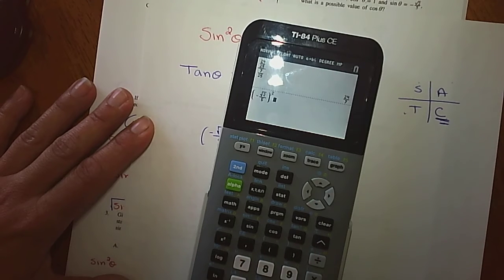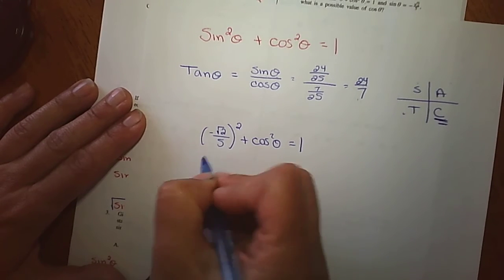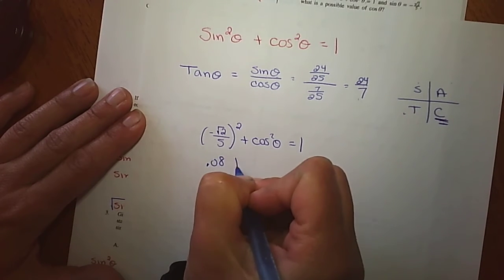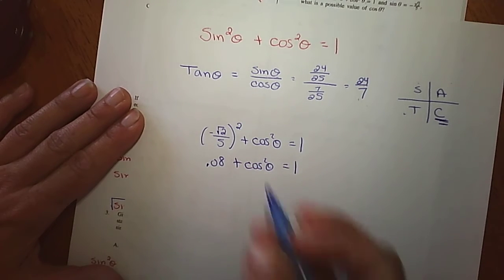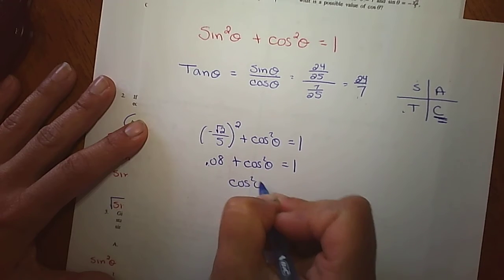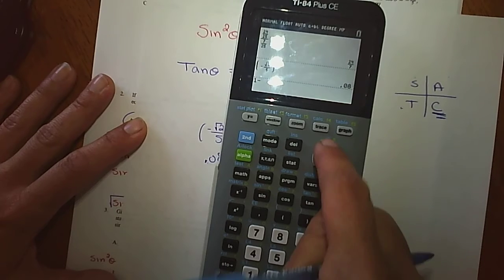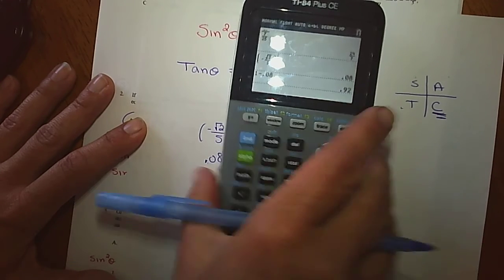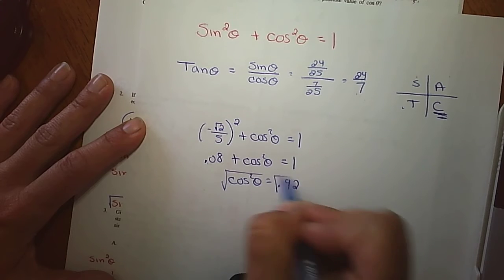I'm going to square that, and I'm getting negative 0.08. Actually, positive 0.08, sorry. Plus cos squared equals 1. I'm going to subtract that over, so I get cos squared alone. So I'm going to do 1 minus that, and I'm getting 0.92, right? Take the square root of both sides.